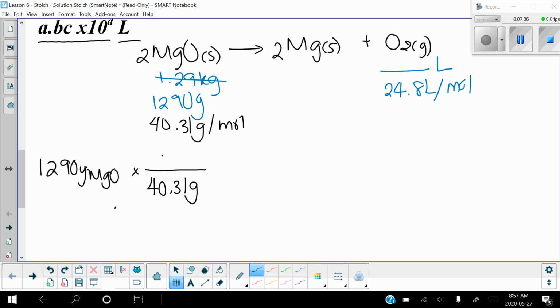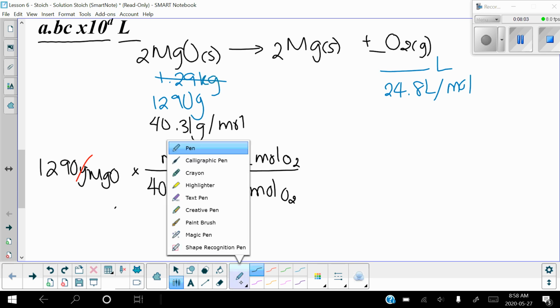40.31 grams per mole. Grams and grams cancels out. We're left with moles. This is your opportunity to use mole ratio to convert to the unknown entity. You divide by 2 moles of oxygen, and we have no coefficient in front of it. That indicates that it has a coefficient of 1. I hope that we are able to get this.